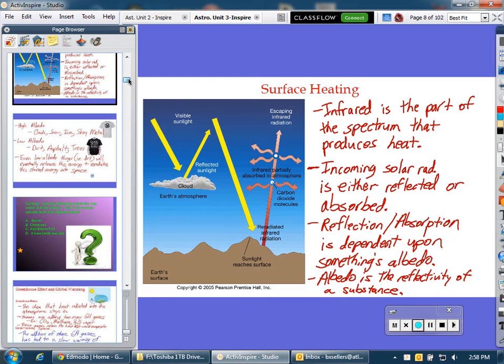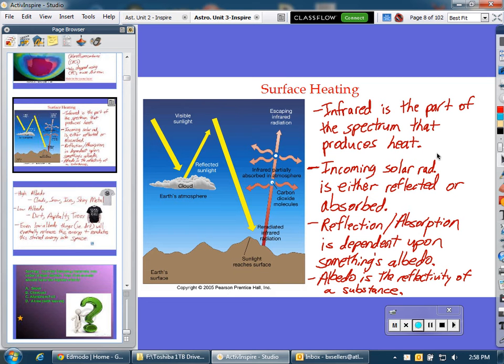So we're talking about surface heating, how the planet heats up. The planet heats up by infrared light. Infrared light is a spectrum of the light that the sun produces in large amounts, and it is the only spectrum of light that actually produces heat as we know it and heats up the planet, right? So it's the most critical type of light from the sun, really. Obviously, visible light is important for us too, but infrared is definitely critical.